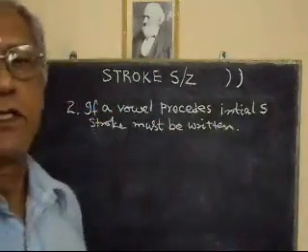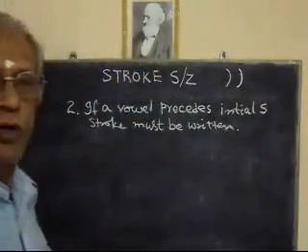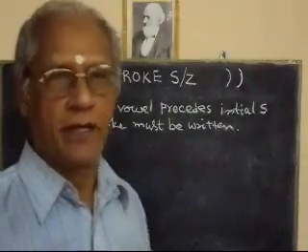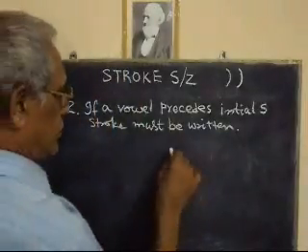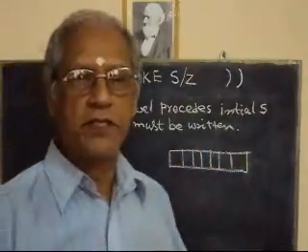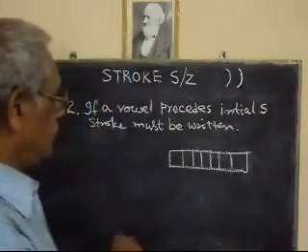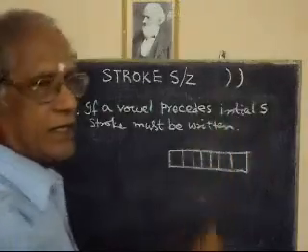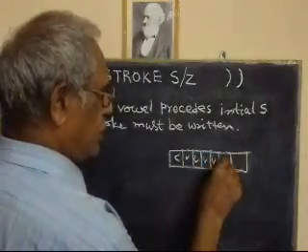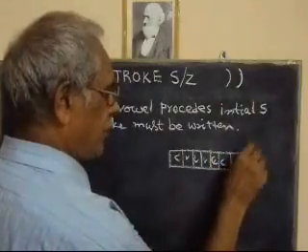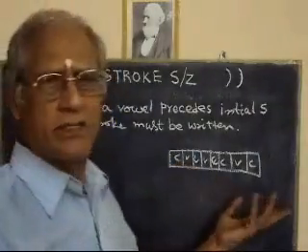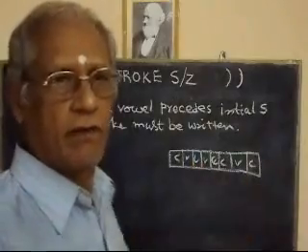Next, if a vowel precedes initial S, the stroke must be written. Suppose this is a word. What is a word? A word is a composition of vowels and consonants. If a vowel precedes initial S, what is the composition of the word? Consonant, vowel, consonant, vowel, like this. A word is a composition of consonants and vowels.